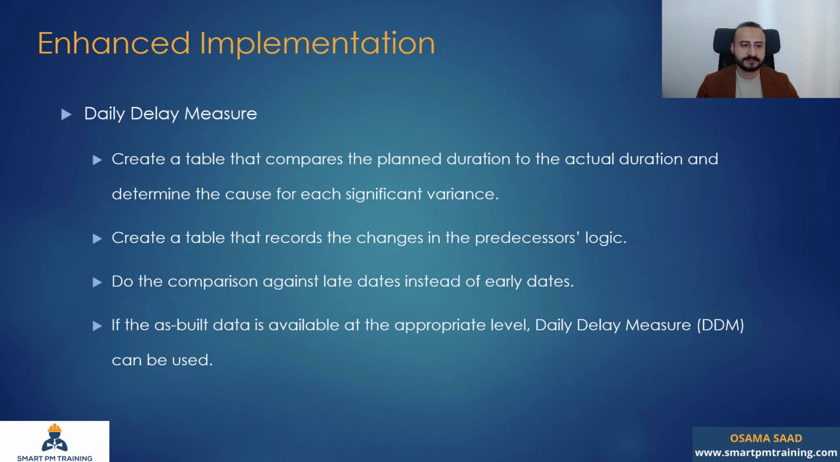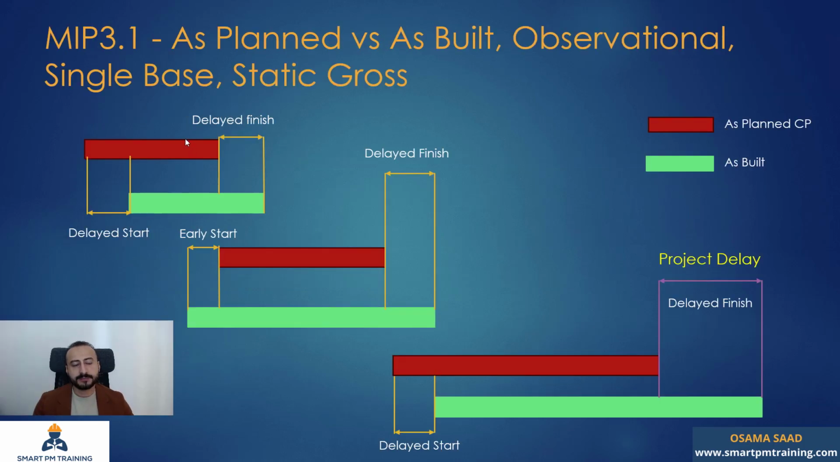I'm just covering the content of the RP, but I'm gonna go over some practical example and everything will make sense very soon. Here is a demonstration of how we can implement the 3.1. The as planned is in red. So this is the critical path activities in red, and I'm gonna compare my as-built against the critical path of the baseline. This is my as-built actual.